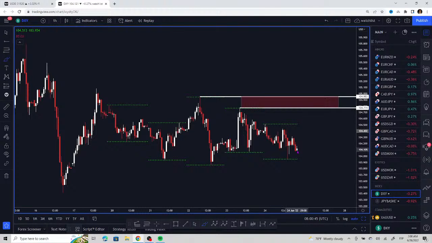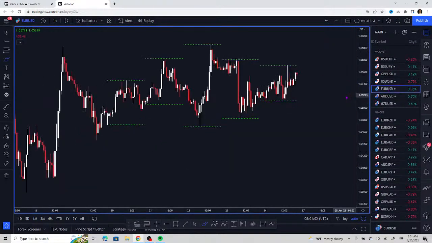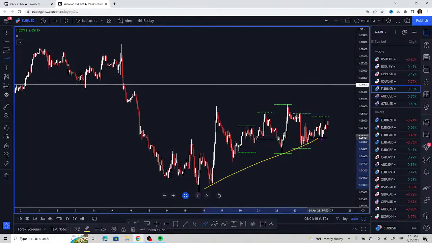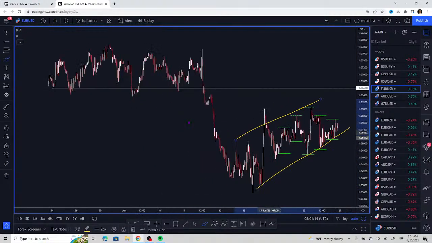So should price rally and reject this zone, this is where I will be looking for buys on the US dollar. Of course, as always, I won't be buying the DXY. I will be looking for shorts on the EURUSD. Perhaps let's have a look at that. Possible shorts on the EURUSD on this flag formation. This flag formation right here, right?